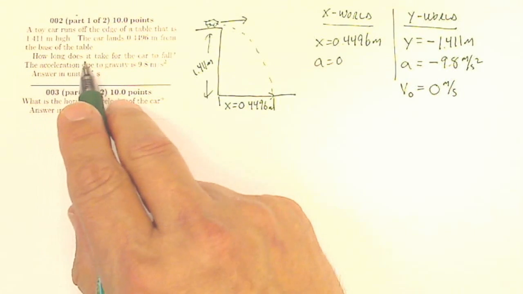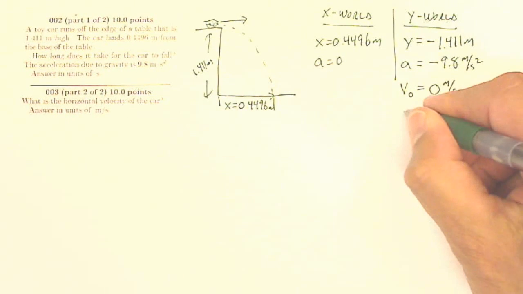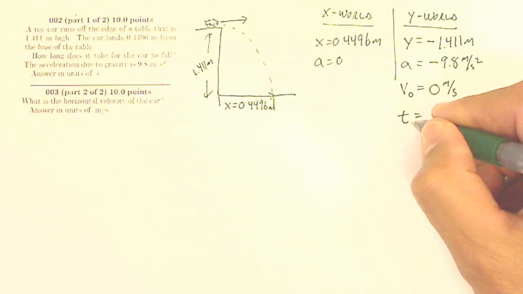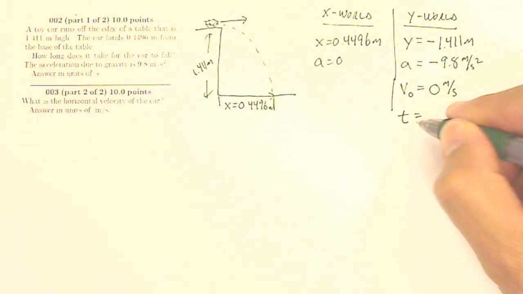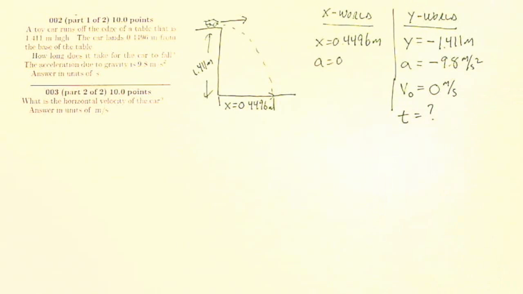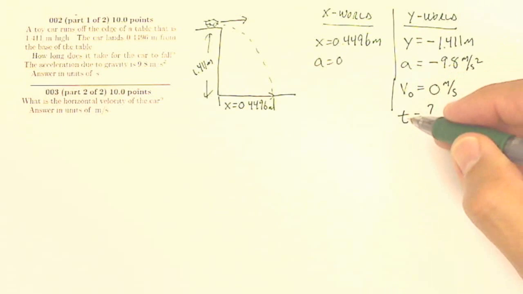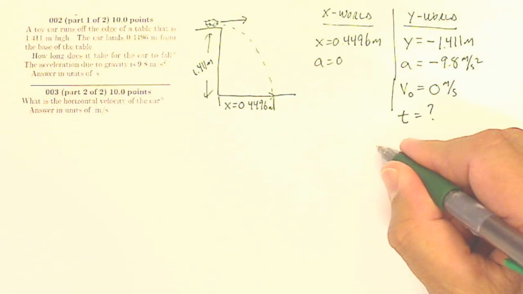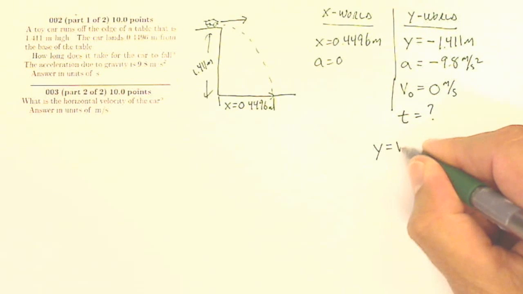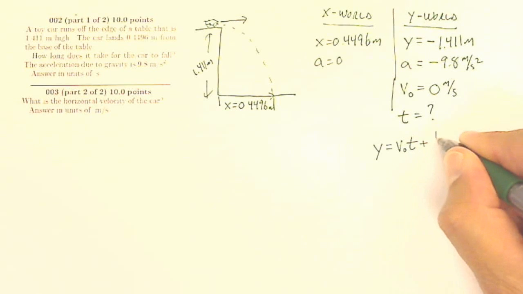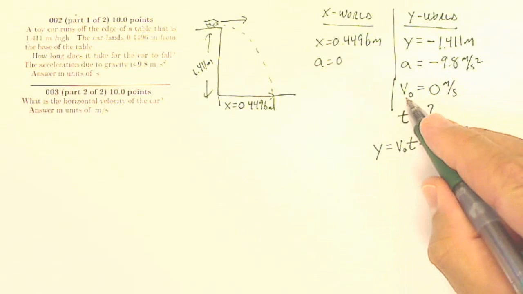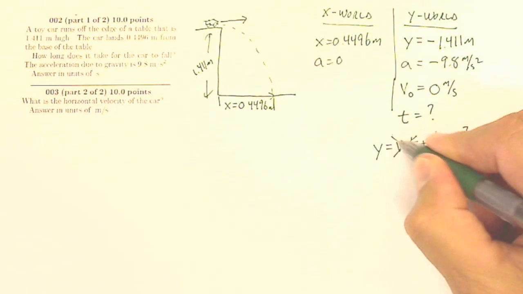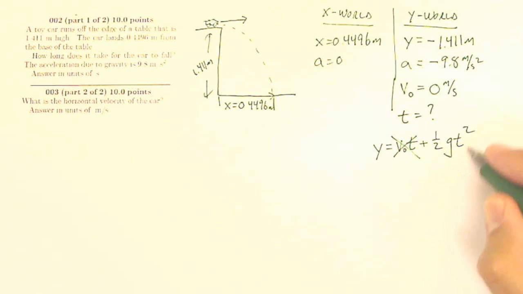This question says, how long does it take the car to fall? So that's the time, and in this case, that is a y question, and in most cases, the time to reach the ground will be a y question. So time equals question mark. Now I've got initial velocity, acceleration, displacement, and time. I can work that out with my displacement equals my initial velocity times time plus 1/2 my acceleration times time squared. Since the initial velocity is 0, this term goes away, and I can rearrange this equation.